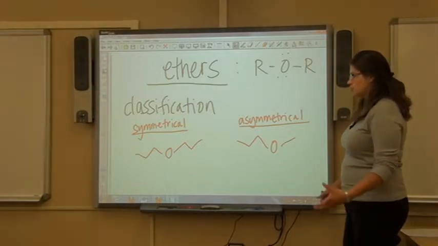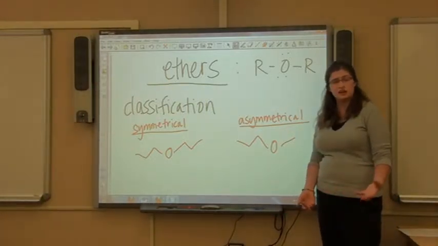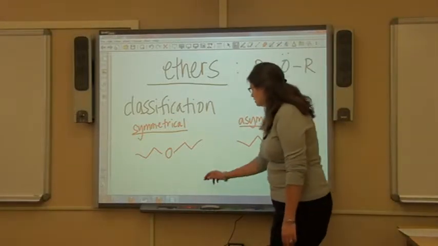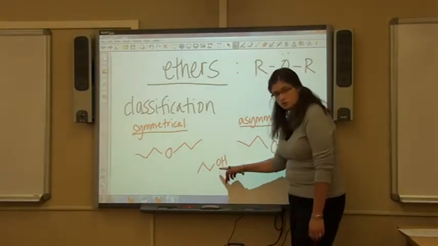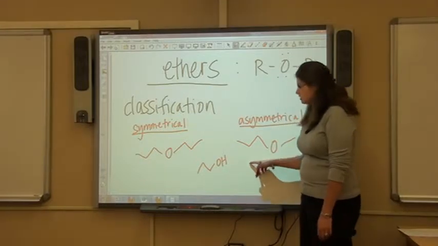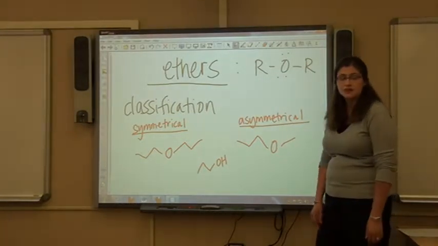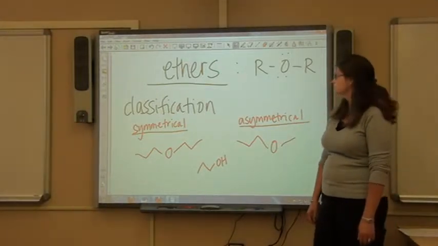Ethers are often talked about with alcohols in their reactions because they're almost the same as alcohols, except that in an alcohol, your oxygen, while it has 2 single bonds, has one of them connected to a hydrogen. And in ethers, we have one of those bonds connected to another carbon. So that's the only difference between ethers and alcohols.